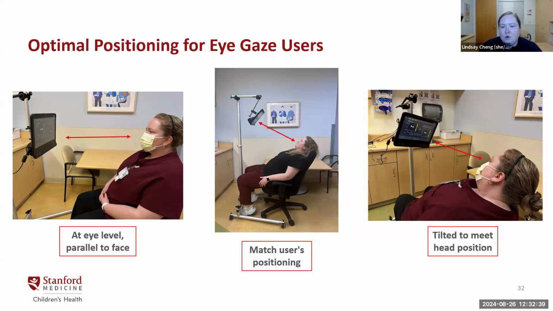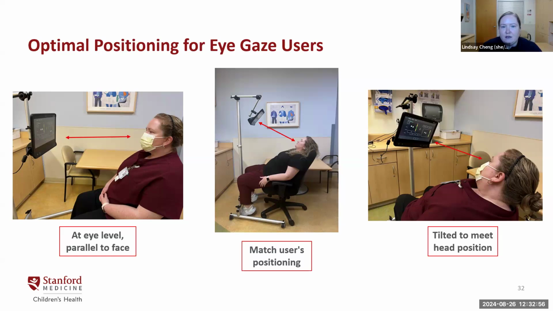In position 2, we can see the device is matching the user's positioning. So this position is most comfortable. Therefore, the device is raised and tilted to again be parallel to the face. We are meeting the user's position versus making them adjust to the device.